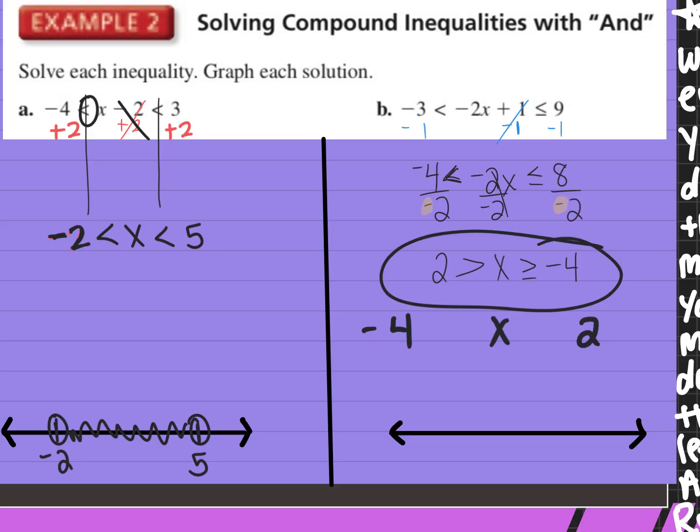Here you can see that the alligator mouth is eating the 2, so I'll make sure it eats the 2. And then between the X and the -4, you could see it's eating the X, so I'll make sure it's eating the X. So I'll put a -4, a +2, open circle, closed circle. It's an and, it's all the numbers in between.